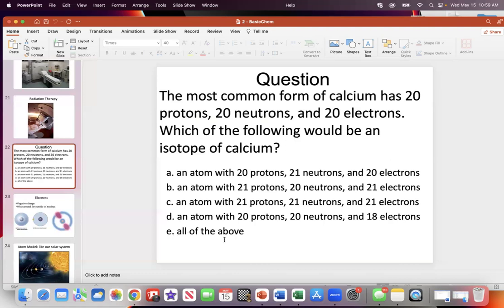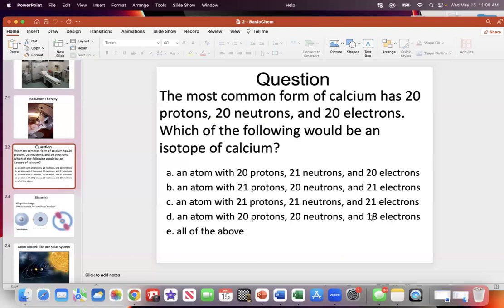Because its isotope is still calcium, it needs to have the same number of protons. So the answer will be either A or D. Let's keep looking. For A and D, the difference is that one has 21 neutrons, the other has 20 neutrons. And we know an isotope has the same protons, different neutrons. So A is the correct answer. Then what's D? D has 20 protons, 20 neutrons, and 18 electrons.